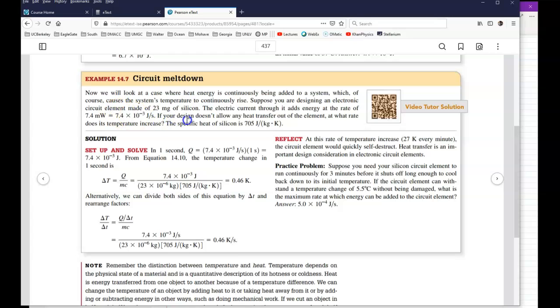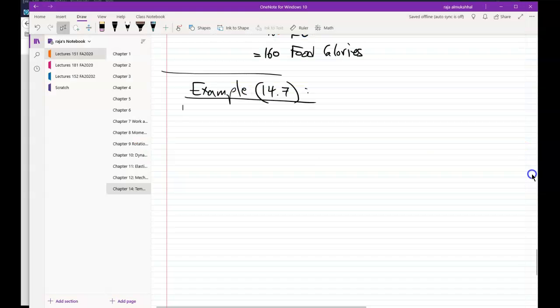If your design does not allow any heat transfer out of the element, at what rate does its temperature rise? And he said that the specific heat of silicon is 705 joule per kilogram Kelvin. So how do we do something like that? In other words, let me show you what that means.